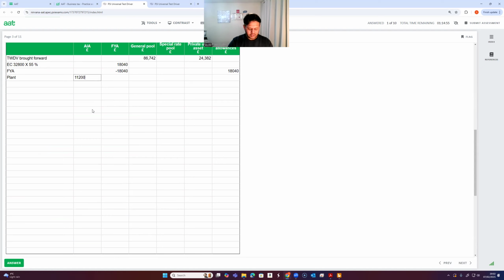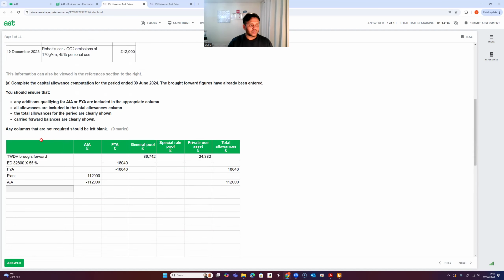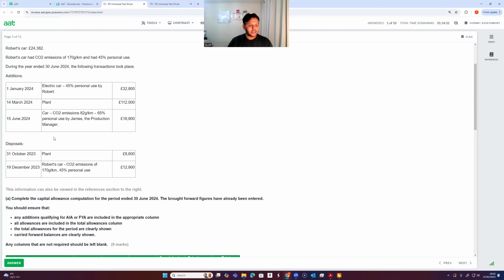112,000. 30. And immediately I claim the AIA, annual investment allowance. Claim that, minus 112,000. So this is also my full allowance, 112. So this is all gone. So both are gone.